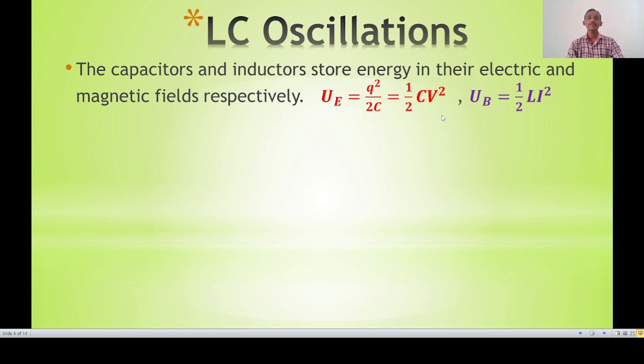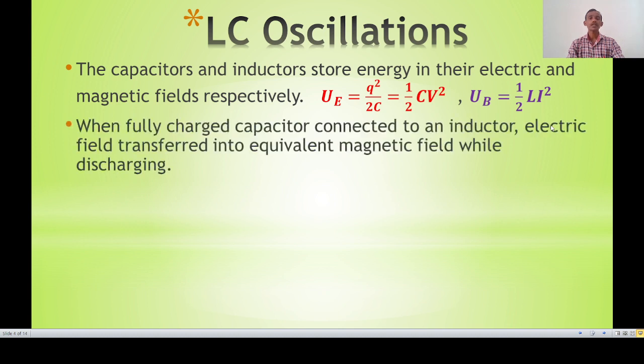And the magnetic energy, or the energy in the form of magnetic field, can be written as UB is equal to 1 by 2 L I square, where L is the self-inductance of that inductor and I is the current flowing through that inductor.